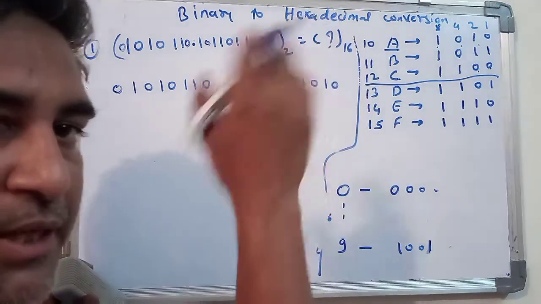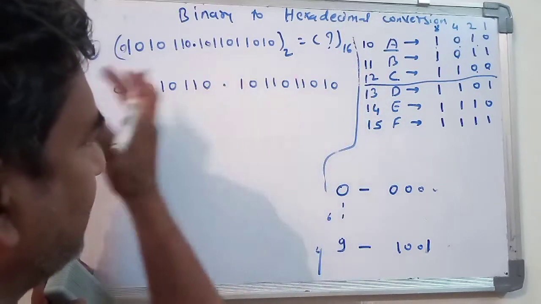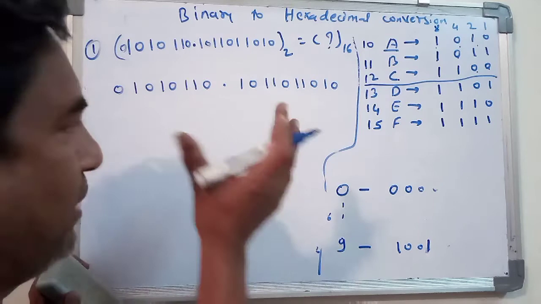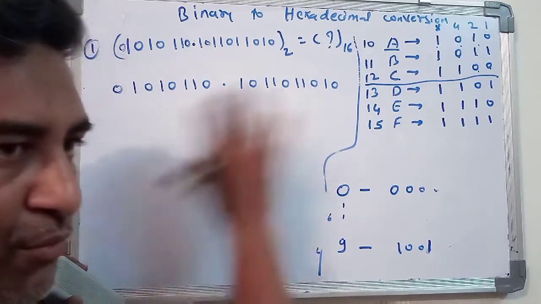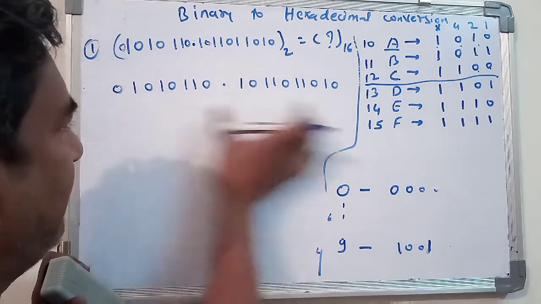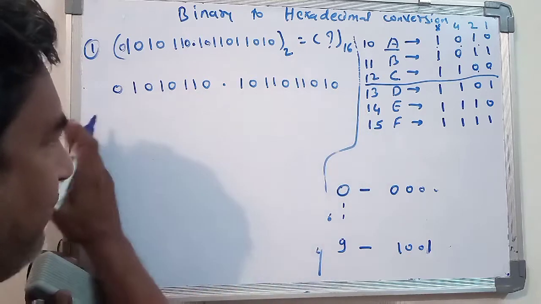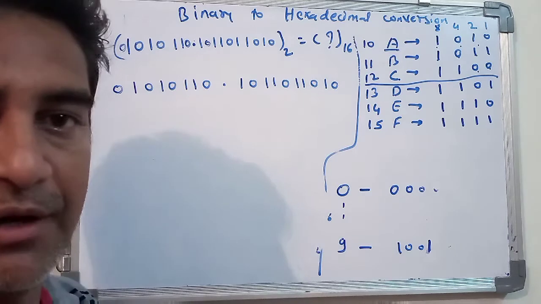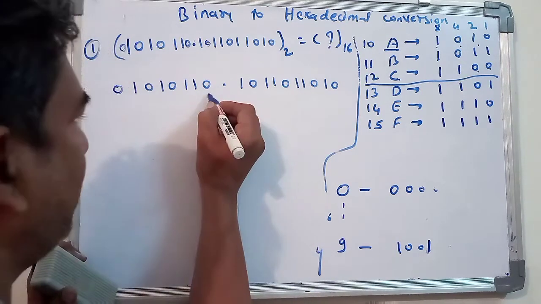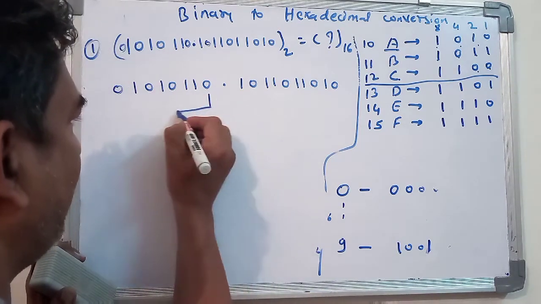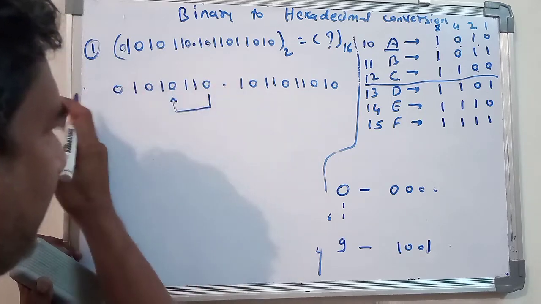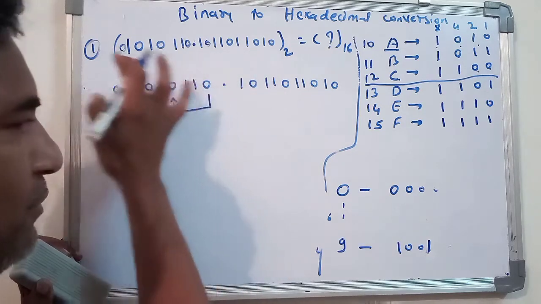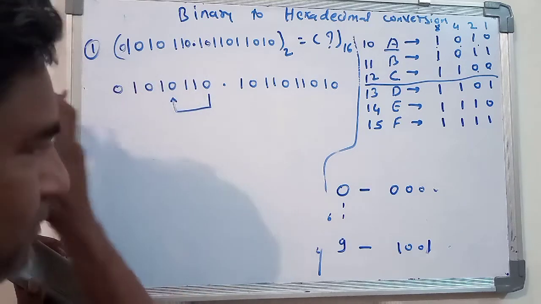Until now that number was an integer, and that's why we started from LSB to MSB, going to the left side. But here both an integer and a fractional part are present. There will be two weighted values, the positive value and the negative value. So you have to mark from the point and go to the left side, meaning 2 raised to power 0, 2 raised to power 1, 2 raised to power 2, and so on.